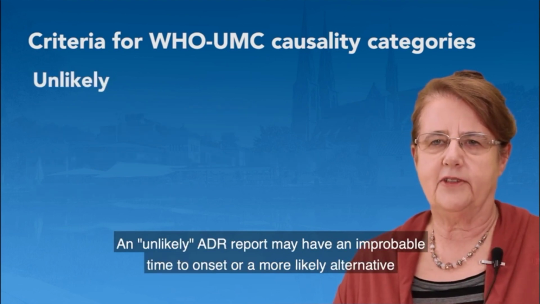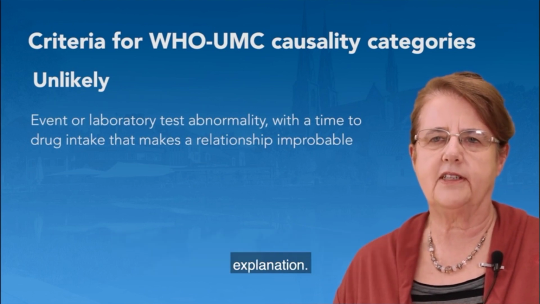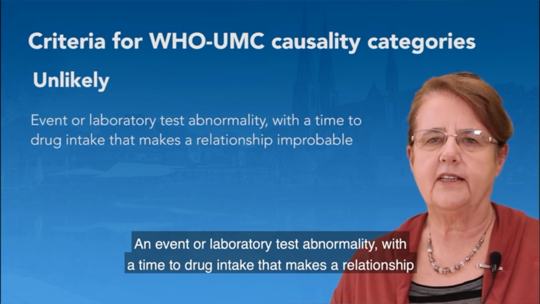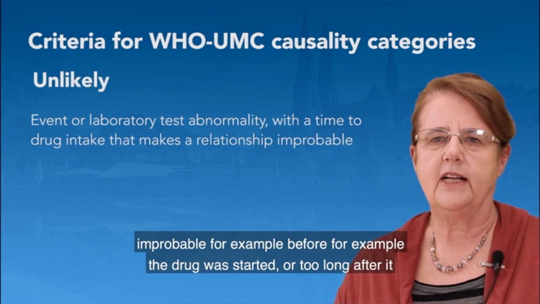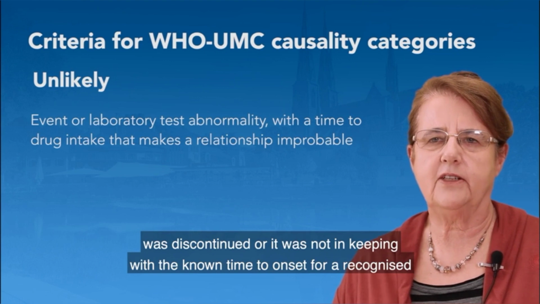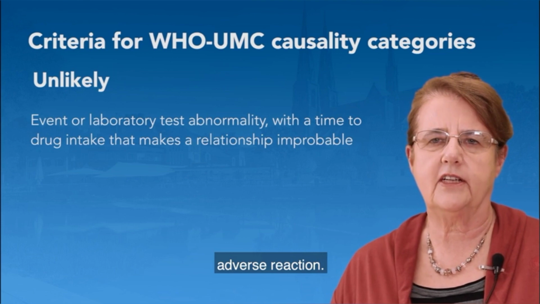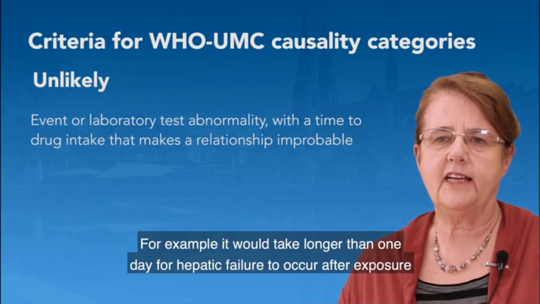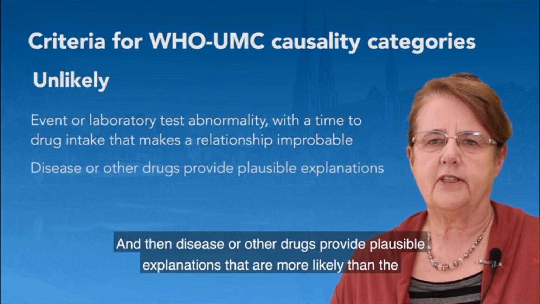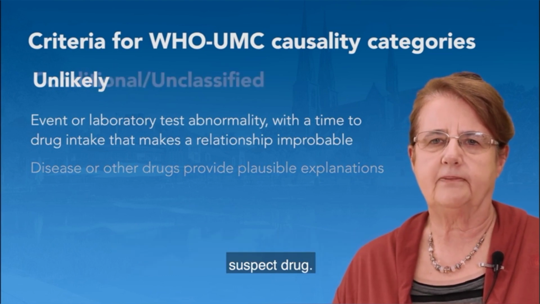An unlikely adverse reaction report may have an improbable time to onset or a more likely alternative explanation. This is an event or laboratory test abnormality with a time to drug intake that makes a relationship improbable, for example, before the drug was started, or too long after it was discontinued, or not in keeping with the known time to onset for a recognized adverse reaction. For example, it would take longer than 1 day for hepatic failure to occur after exposure to a drug. And then disease or other drugs provide plausible explanations that are more likely than the suspect drug.